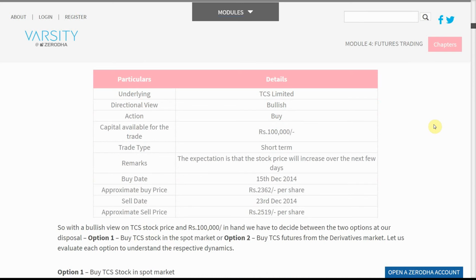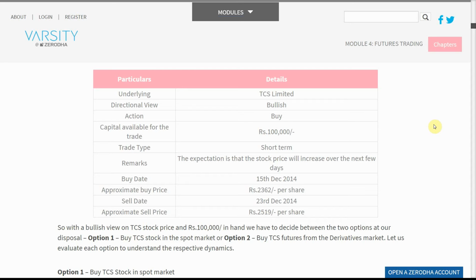Particulars and details. Underlying: TCS Limited. Directional view: bullish. Action: buy. Capital available for the trade: 100,000 rupees. Trade type: short term. Remarks: the expectation is that the stock price will increase over the next few days. Buy date: the 15th of December 2014. Approximate buy price: 2,362 rupees per share. Sell date: the 23rd of December 2014. Approximate sell price: 2,519 rupees per share.